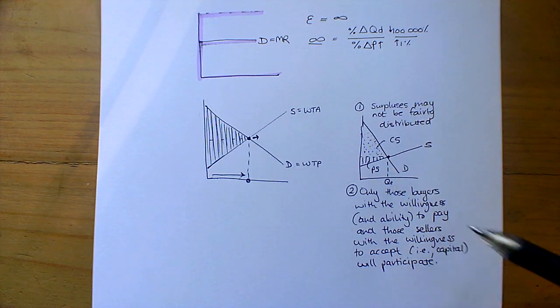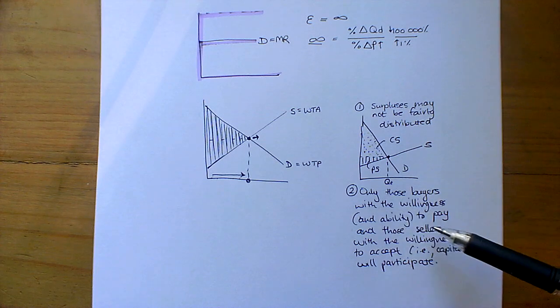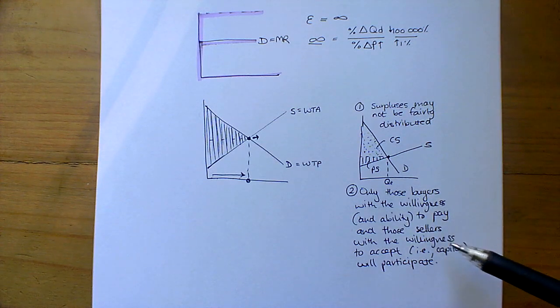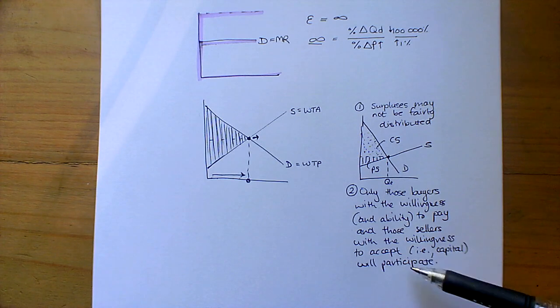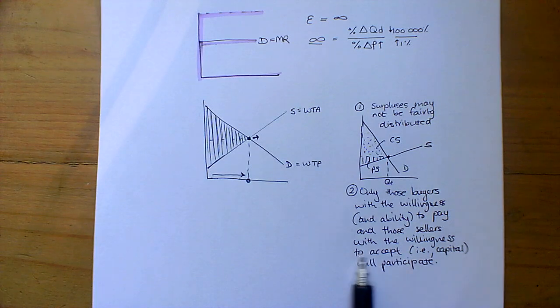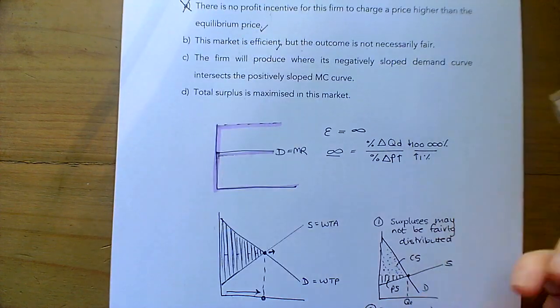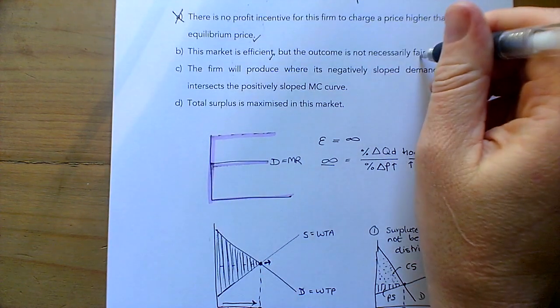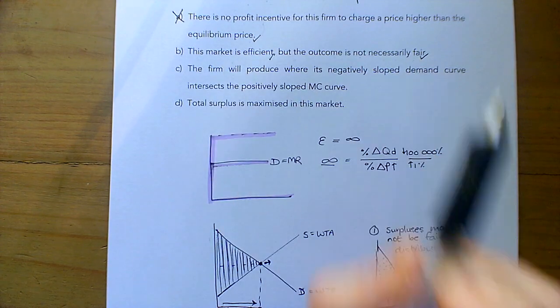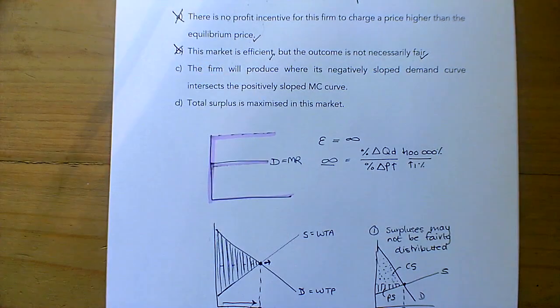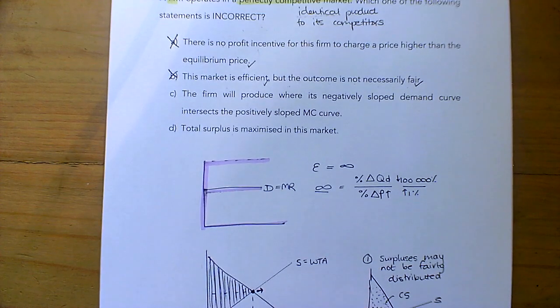It may be that there are very few people with the ability to pay for products, and there may be very few people with the ability to set up as sellers with a certain willingness to accept in this market. So this is why, although these markets are efficient, they are not necessarily fair. So this is a true statement, which means it is not correct in the context of this question, which is looking for an incorrect statement.